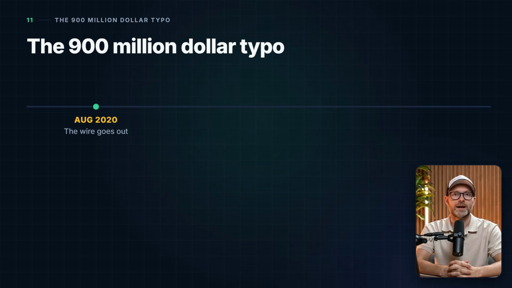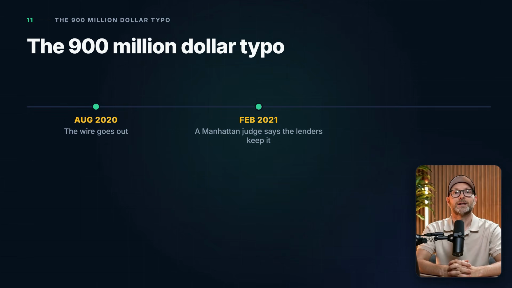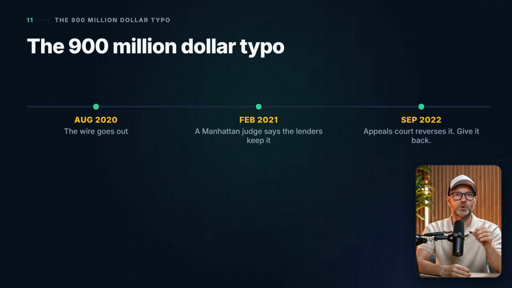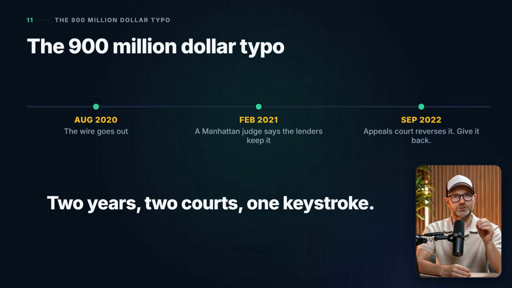Citibank sued. In February 2021, a judge in Manhattan ruled the lenders could keep it under an old doctrine called discharge for value. If you are genuinely owed the money and you receive it with no notice of a mistake, it is yours. The biggest accidental payment in banking history, and the court said too bad. Then it flipped. In September 2022, the appeals court reversed in a 93-page opinion. The debt was not due for 3 more years, so the lenders were on notice something was wrong. Give it back. 2 years, 2 courts, 1 keystroke. If that is what it takes to unwind 900 million, you can see why nobody is clicking undo on your 400.